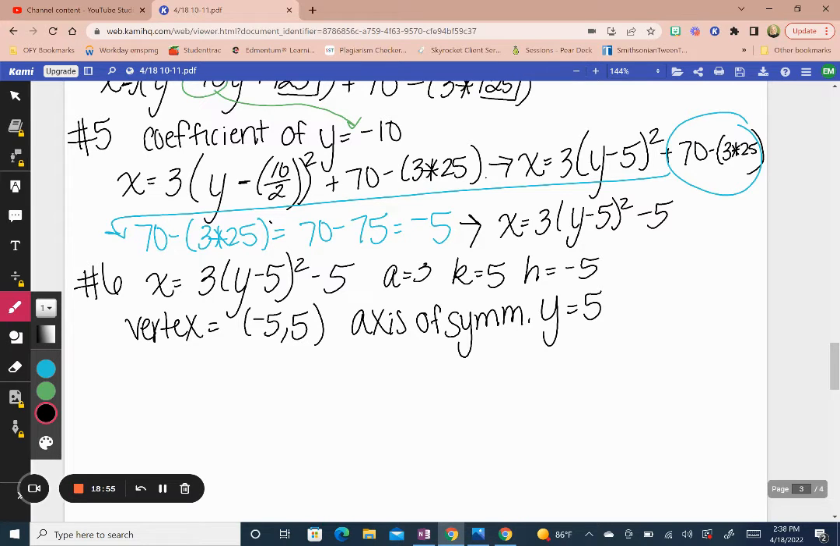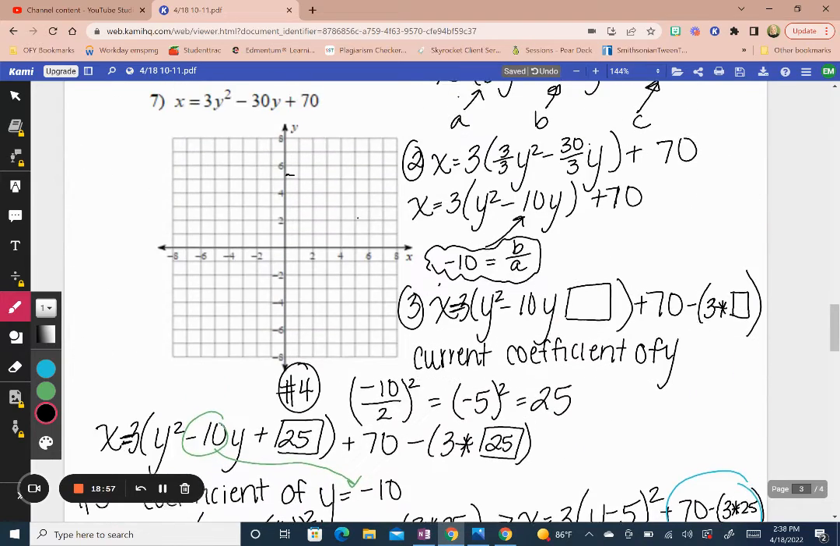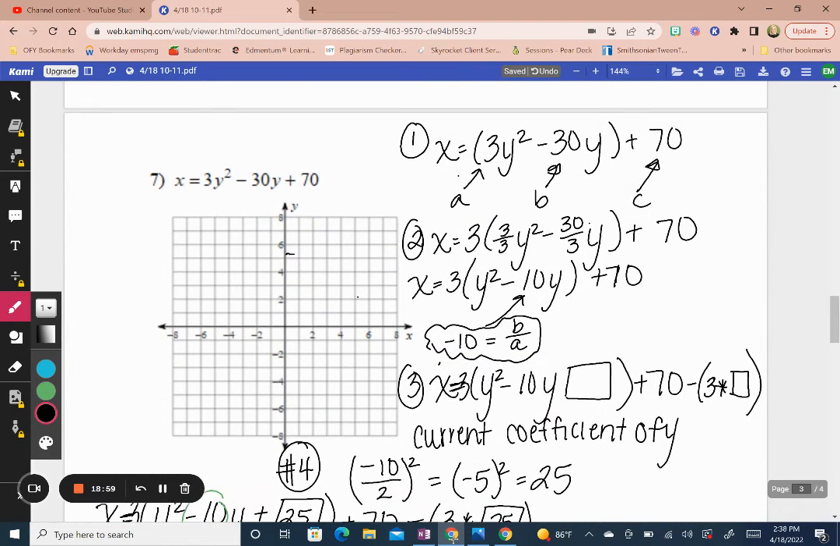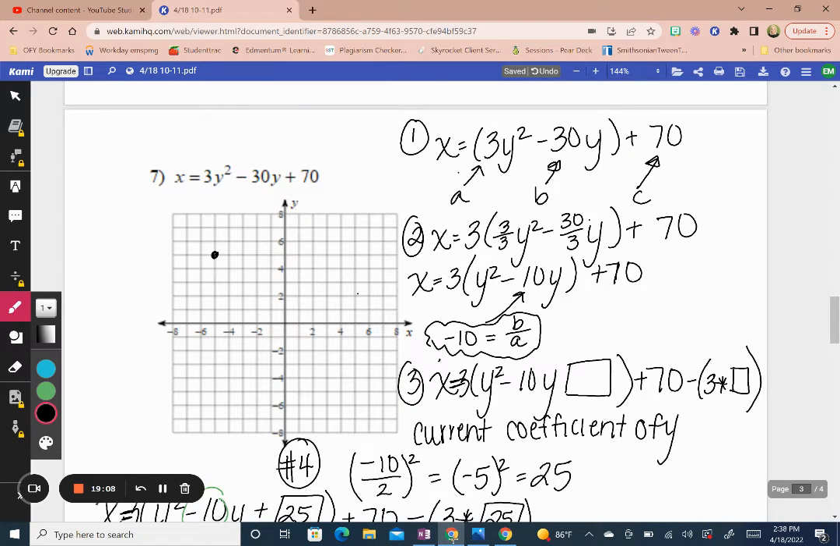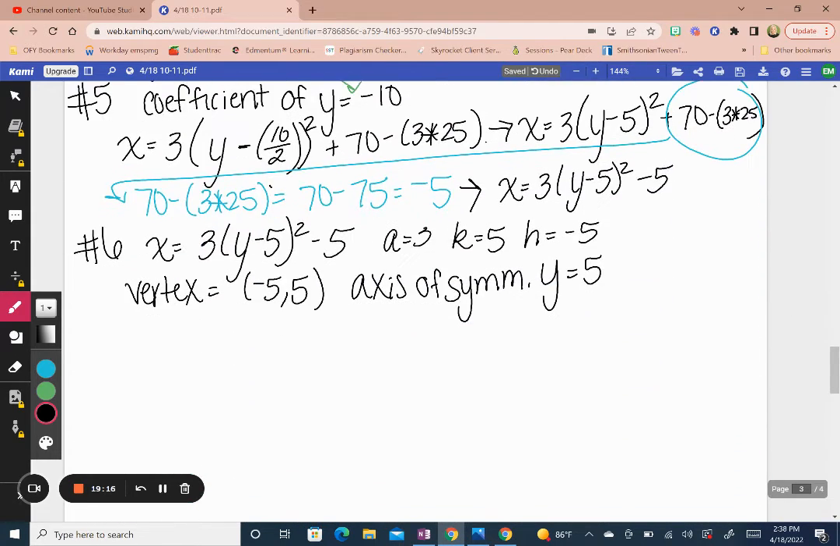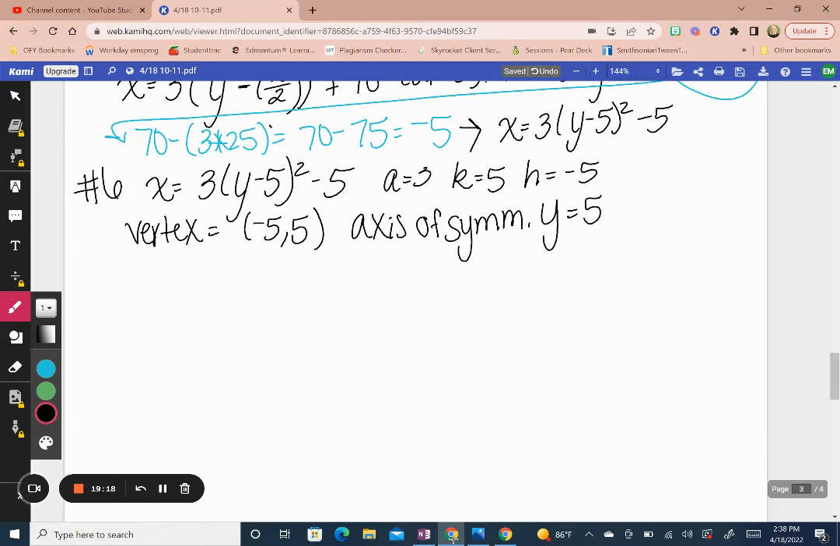So I'm going to go ahead and put this on the graph, negative 5, 5. So it's going to be negative 5, 1, 2, 3, 4, 5. And at this point, I'm going to add my axis of symmetry, y is equal to 5. I can choose 2 points above or 2 points below. It really doesn't matter. Make sure you use this equation up here.